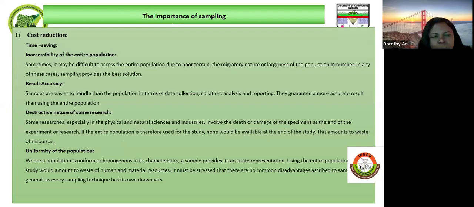One is cost reduction. Your pocket will tell you when you want to study the first bank in the whole of this country, and I have to go around to all the first banks in the whole of this country. My time, my money, everything will be consumed. Sampling reduces cost, it reduces time, it's time saving. And then there is sometimes the inaccessibility of the entire population.